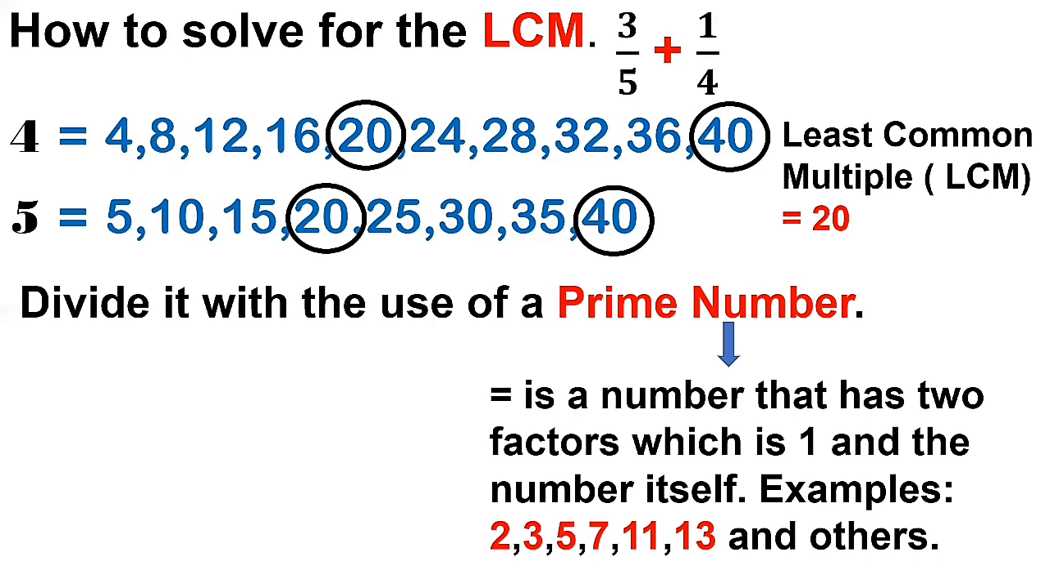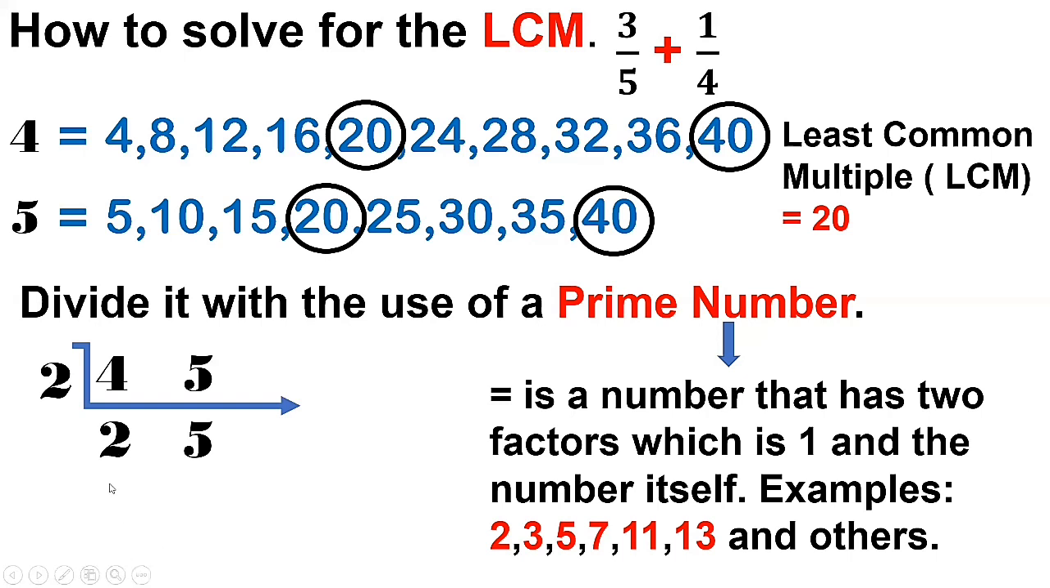Now, you will divide it. We have 5 and 4 as the denominators, right? So, you will divide and then think of a prime number that you can divide to 4 and 5, wherein 5 is already considered a prime number. So, you will just simply divide it by 2, because 4 divided by 2 is equal to 2, and then just bring down 5, because 5 is already a prime number.